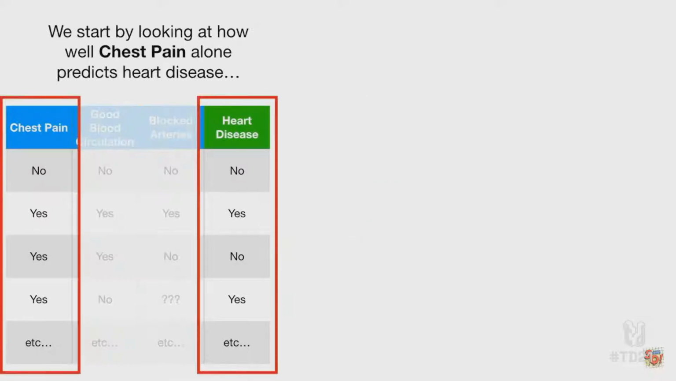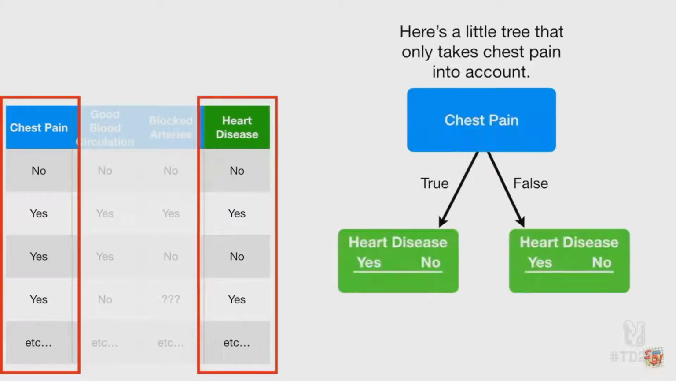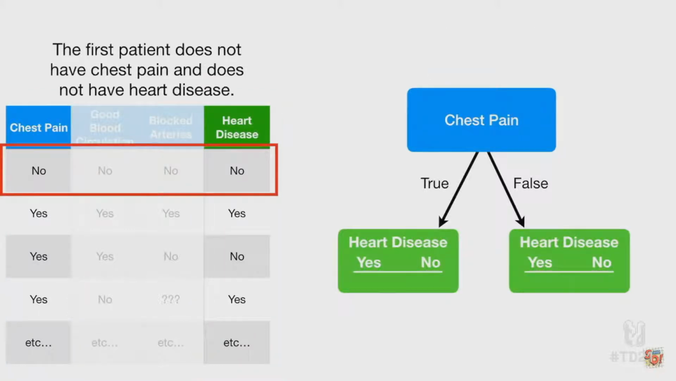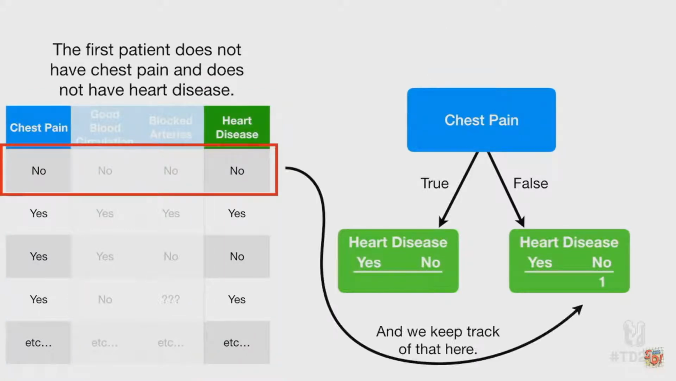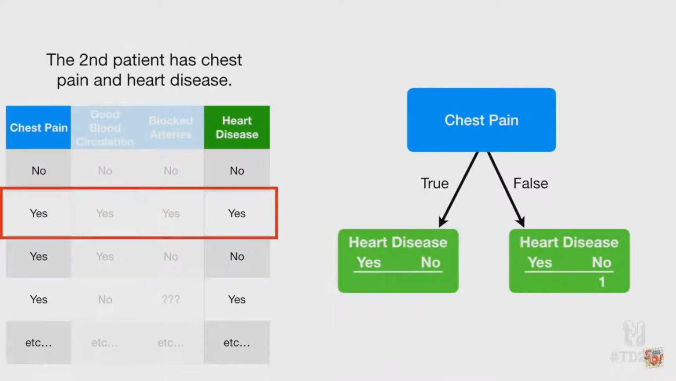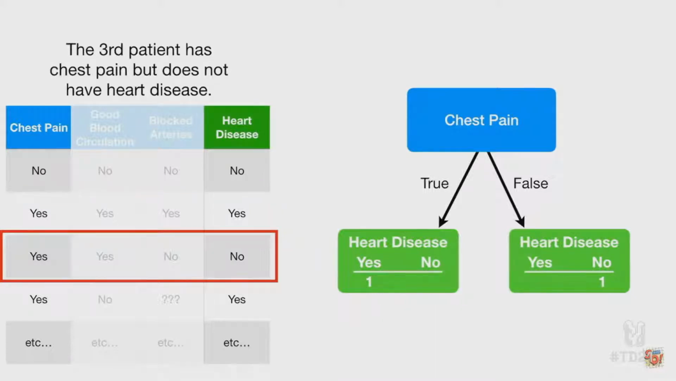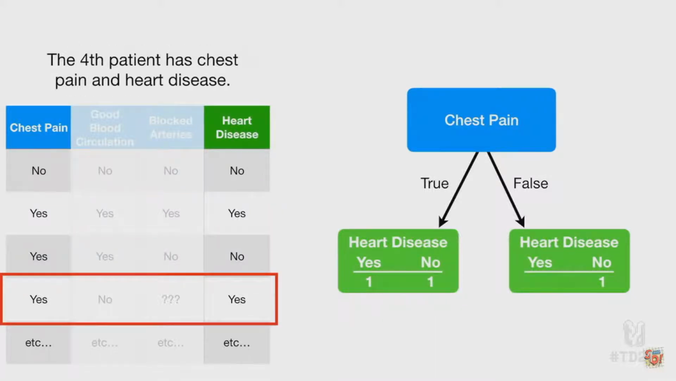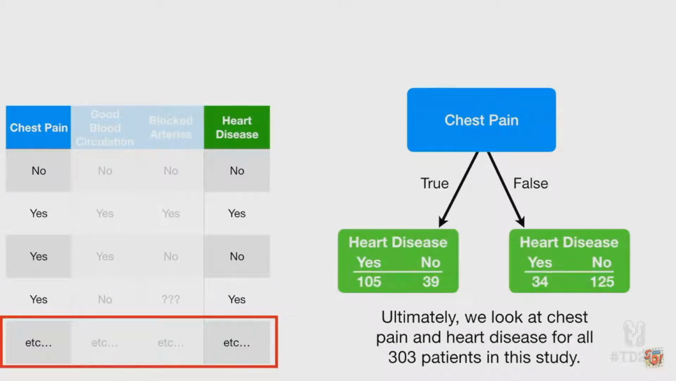We start by looking at how well chest pain alone predicts heart disease. Here's a little tree that only takes chest pain into account. The first patient does not have chest pain and does not have heart disease, and we keep track of that here. The second patient has chest pain and heart disease, and we keep track of that here. The third patient has chest pain but does not have heart disease. The fourth patient has chest pain and heart disease. Ultimately, we look at chest pain and heart disease for all 303 patients in this study.